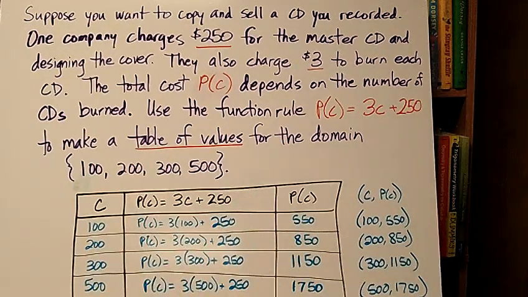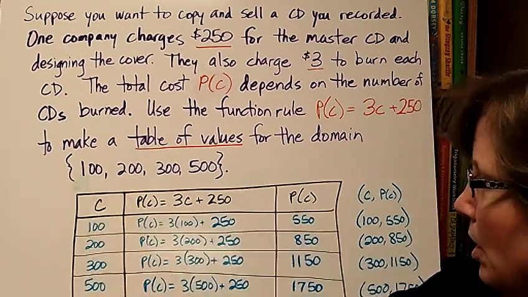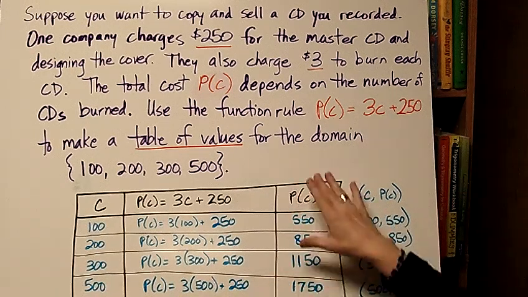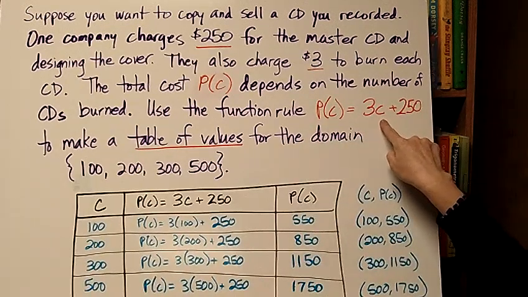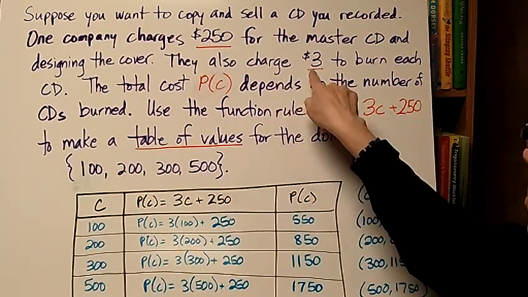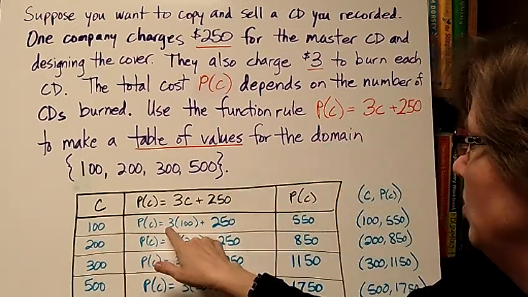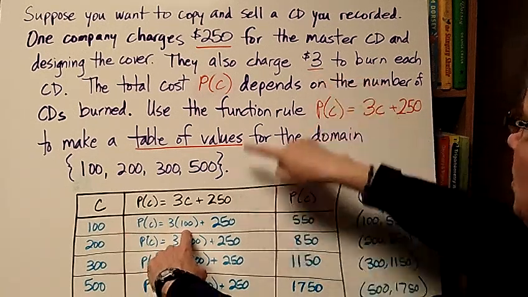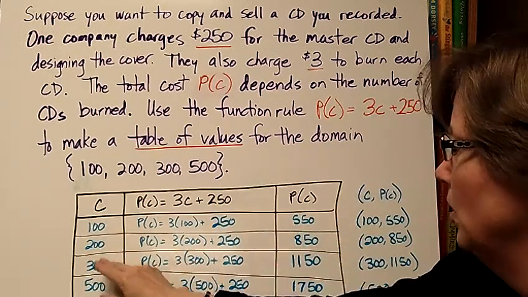Again, I set up this table the same way as the last one. So you list your domain in your input or your x values, and then this will be your dependent value. Your total cost depends on the number of CDs that you order plus that $250. The 3 represents the charge of $3 each one of these will cost. So if you order 100 of them, you have the $3 cost for that CD times the 100 plus your flat rate of $250. That gives you $550 to order 100.